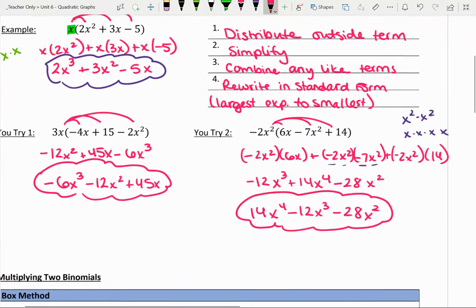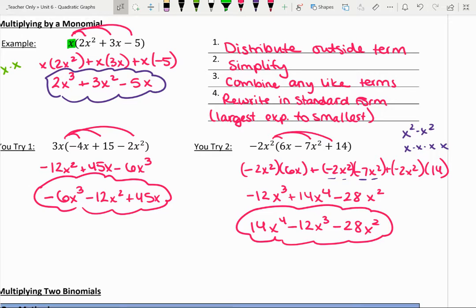So when we multiply by a monomial, really we're just using the distributive property. And the only extra thing to think about are those variables and their exponents. So if it helps you to expand like I did over here, that's definitely a great strategy.